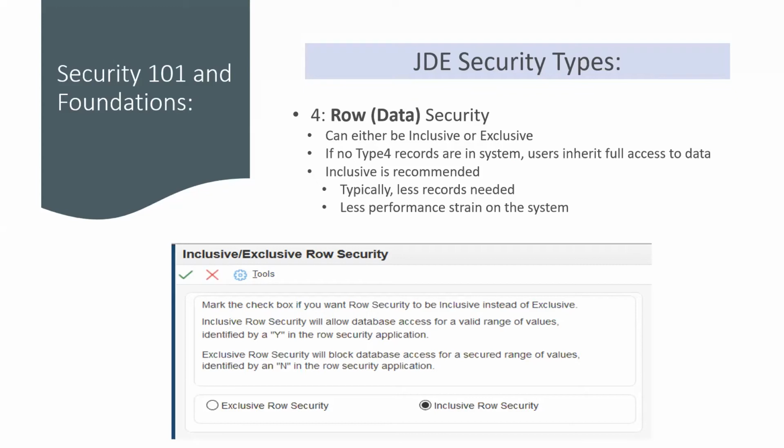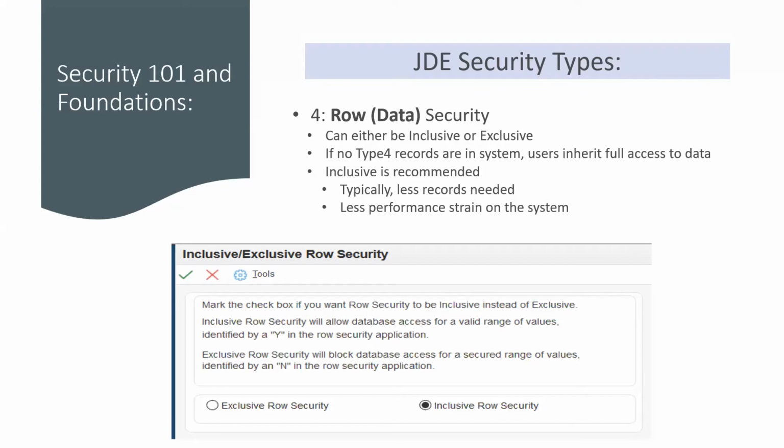Neither one is technically wrong, as long as you're operating them in the proper way. What I mean by that is if you're in exclusive mode, you should not have mixed values of N's and Y's. It should be a streamlined no's across the board, and vice versa for inclusive. It should be a streamlined yes across the board, whatever or whomever or however you're granting the access in row security. It should be done with the Y's in inclusive and N's in exclusive.